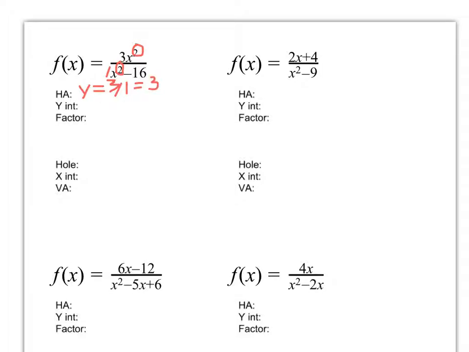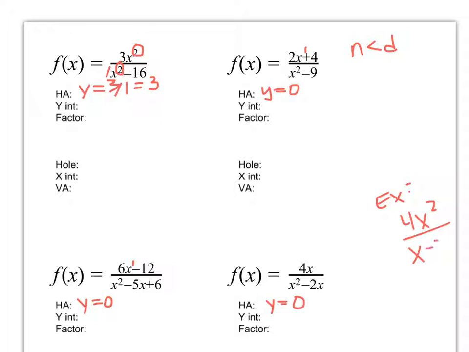In the second problem, the degree of the top is 1 and the degree of the bottom is 2. When the degree of the numerator is less than the denominator, my horizontal asymptote is y equals 0. So if I look at problem 3, I have the same thing going on. I have x to the first over x squared, so my horizontal asymptote is y equals 0. The last one, I have the same thing. If instead, here's just some other random example, if I had 4x squared over x minus 2, there would be no horizontal asymptote. Okay.